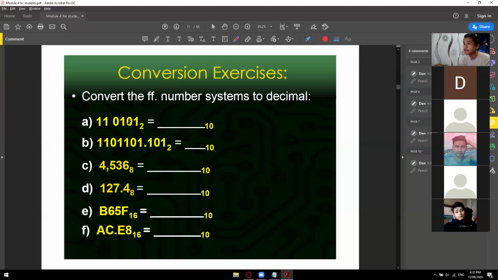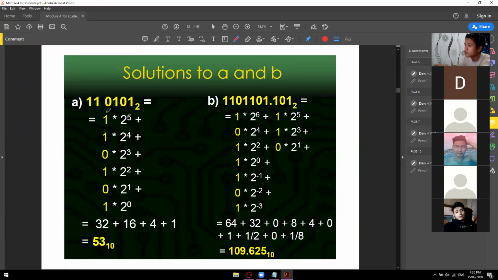So, meron tayong binary to decimal, octal to decimal, and then hexadecimal to decimal. Okay? So, nandito lahat yung sagot. So, letter A muna tayo. 110101. So again, i-line up nyo lang sila pababa mula dito hanggang dito. So 1, 1, 0, 1, 0, and then 1. Okay? And then multiply nyo lang siya lahat sa base. So ang base natin is 2, which is binary. So times 2 lahat. Okay?